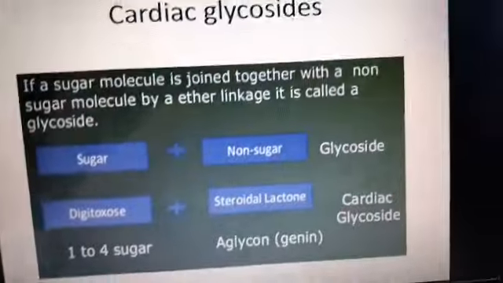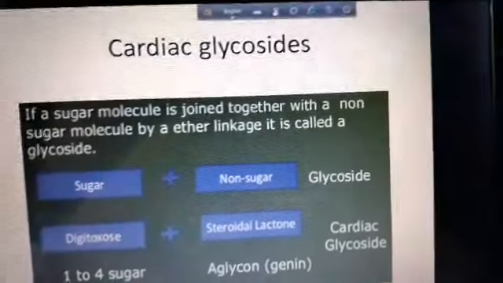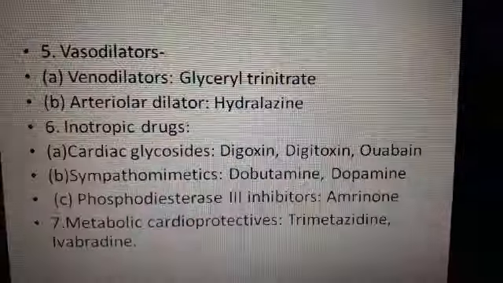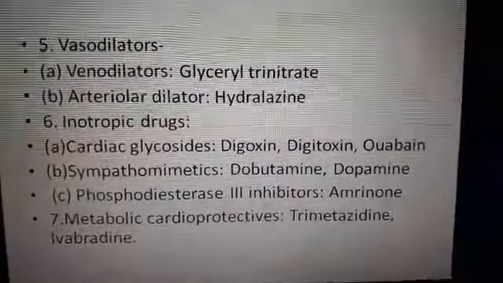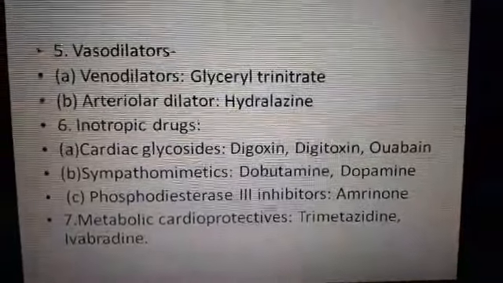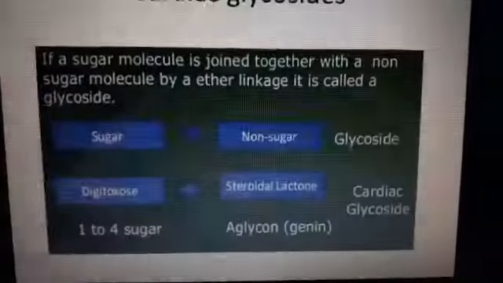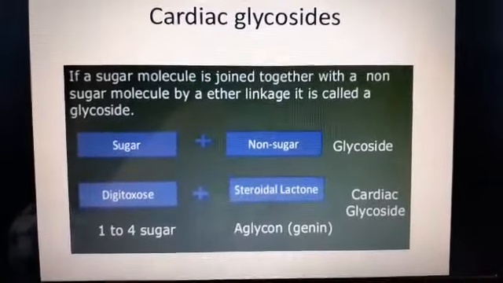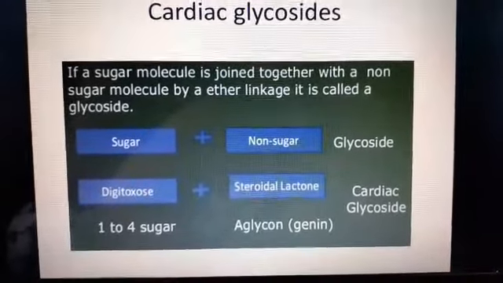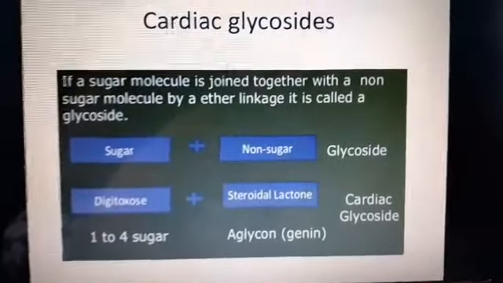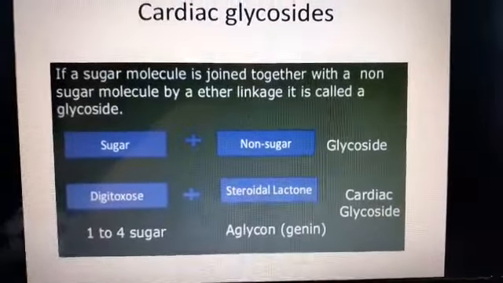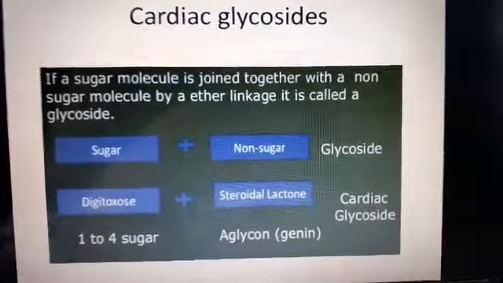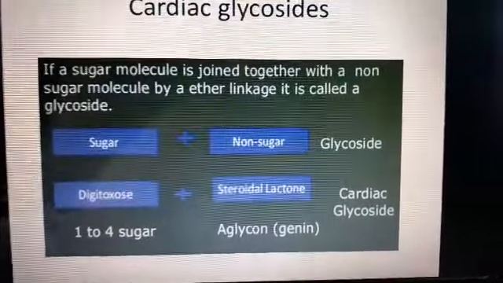Now we shall discuss one by one. So cardiac glycosides, though grouped in the inotropic drugs, and in your books you have to read it in detail, but cardiac glycosides are not very commonly used drugs nowadays. Previously it was the mainstay of therapy, but nowadays with the advent of diuretics, ACE inhibitors, beta blockers, cardiac glycoside use has diminished. So what is the cardiac glycoside?